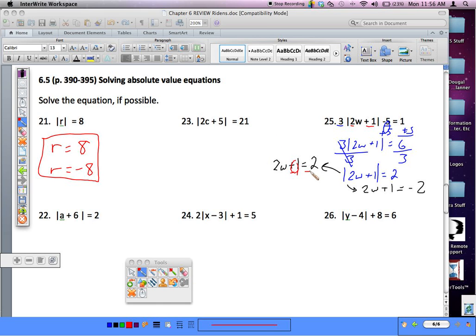Minus 1, 2w equals 2 minus 1 is 1. Divide by 2, and w equals 1/2. And then we'll subtract 1 over here. Subtract 1. 2w equals negative 3. When you divide by 2 and divide by 2, w equals negative 3 over 2. Okay? This is all we're able to get to for now.